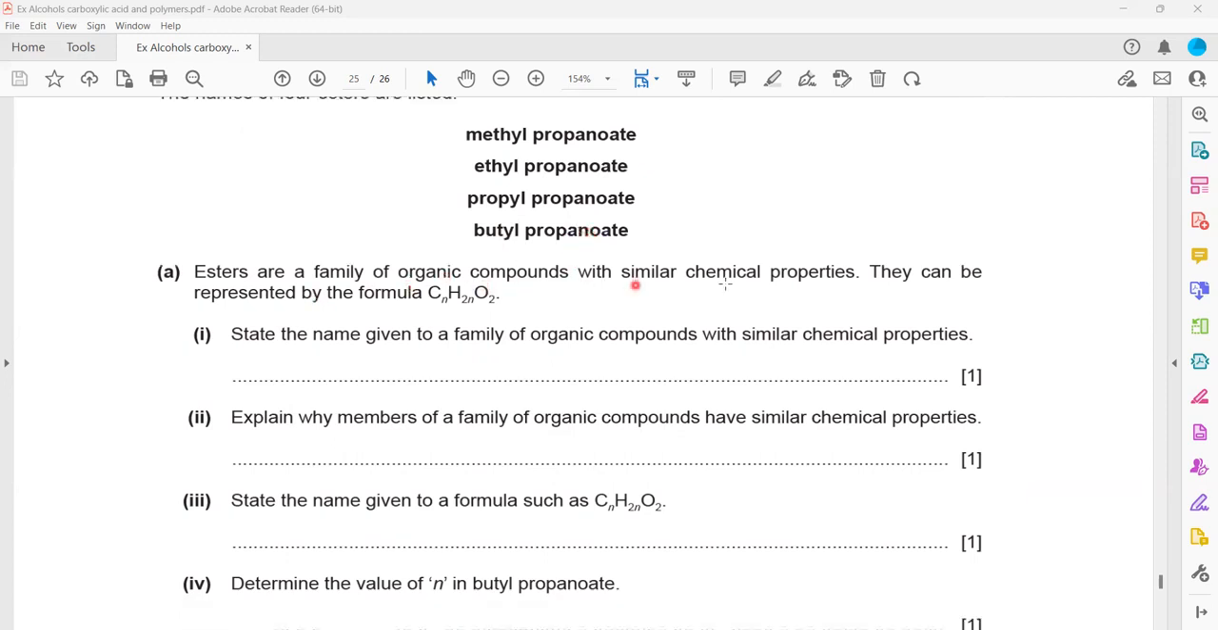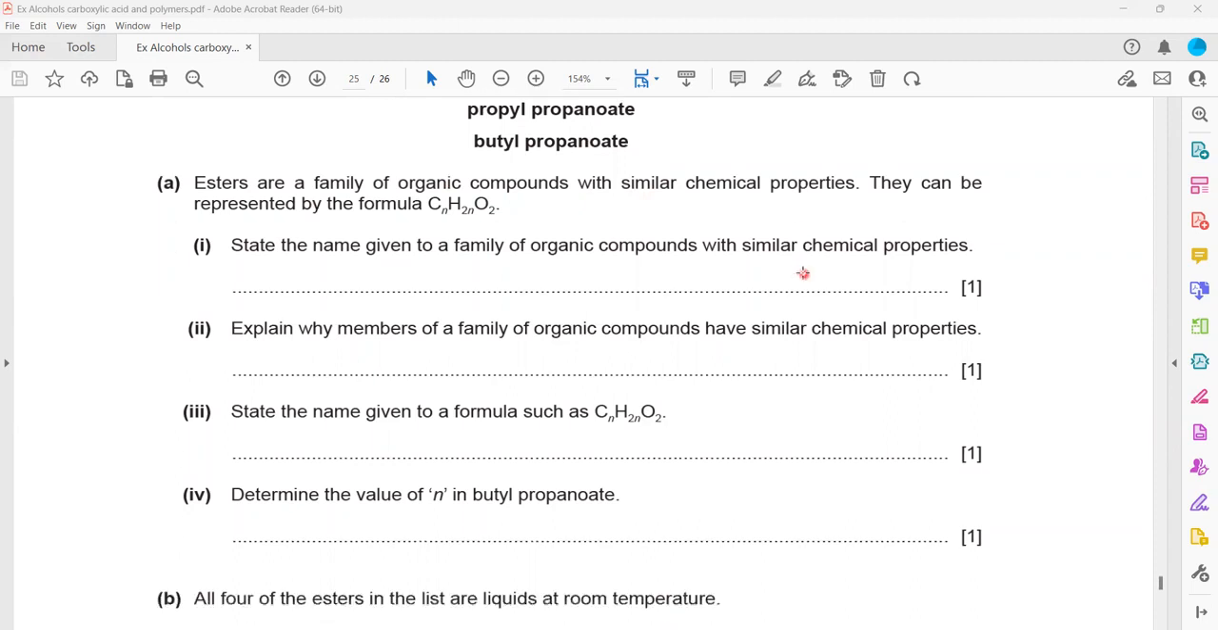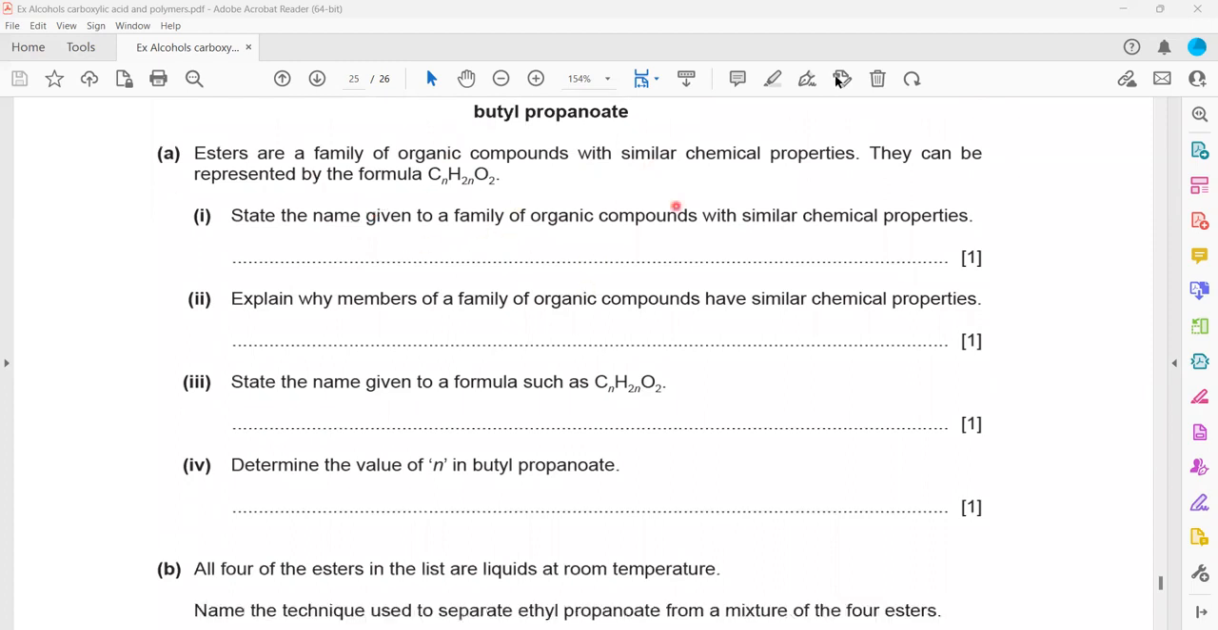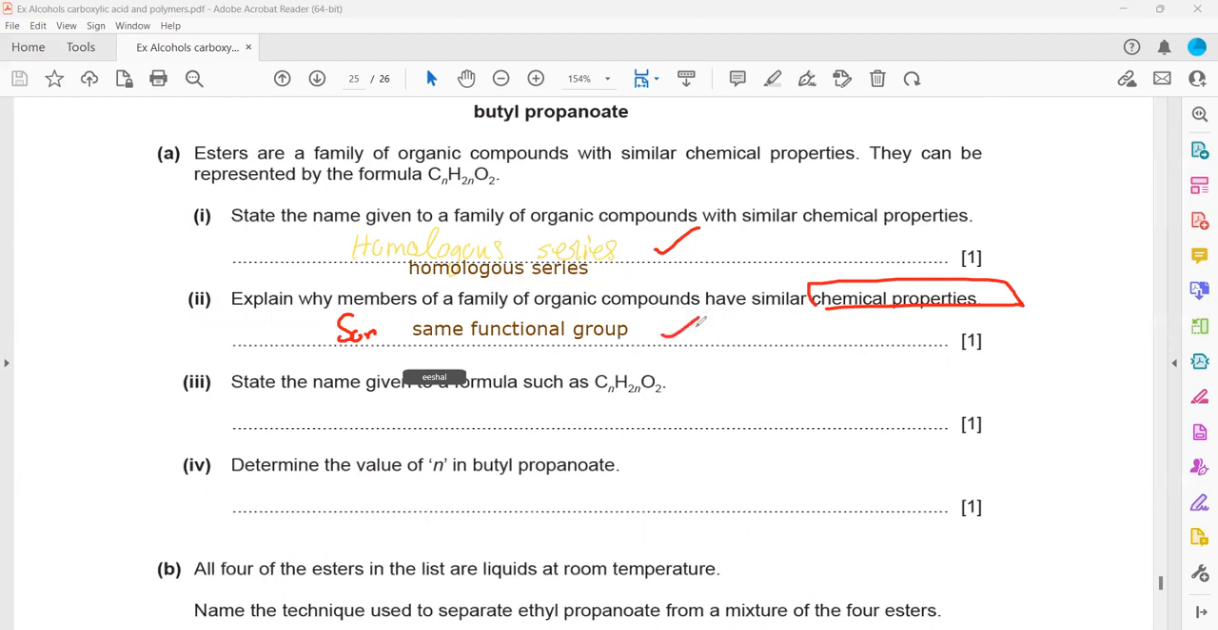Esters are a family of organic compounds with similar chemical properties. They can be represented with a general formula as I just mentioned previously. State the name given to organic compounds with similar chemical properties. We call them a homologous series. Explain why members of a family of organic compounds have similar chemical properties. What is the reason? They have the same functional group. Good, because they have the same functional group, that's why they have the same tendency to react.